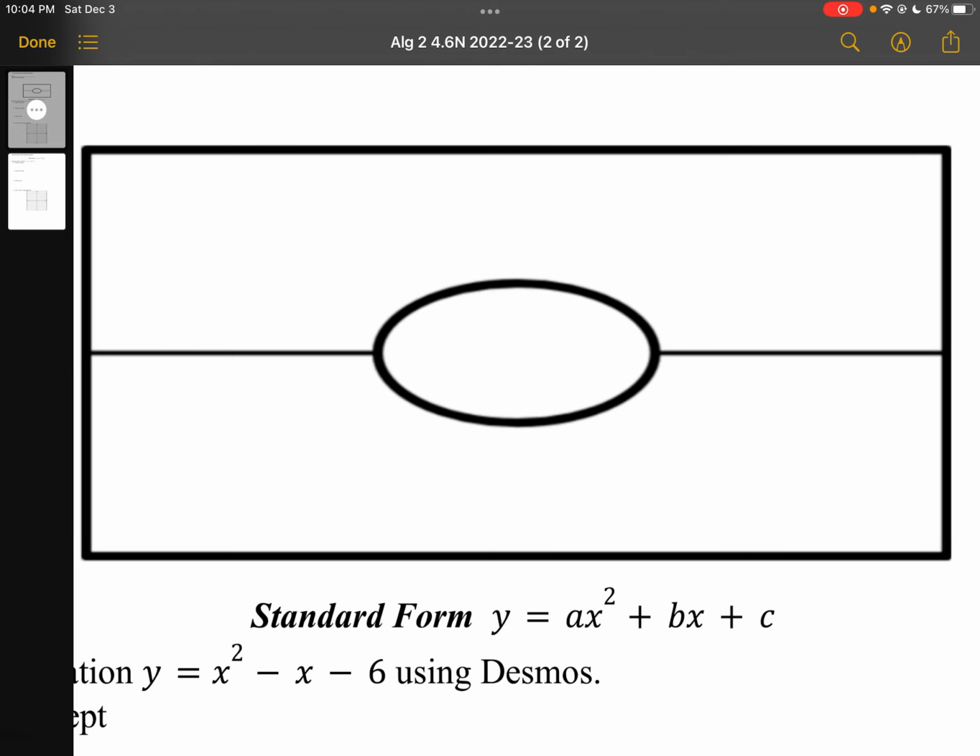So the goal after watching today's video will be to look at a variety of different quadratic functions in different forms and be able to solve for each of the things necessary to graph them by hand and also understand what they look like when we look at the graphical image as well.